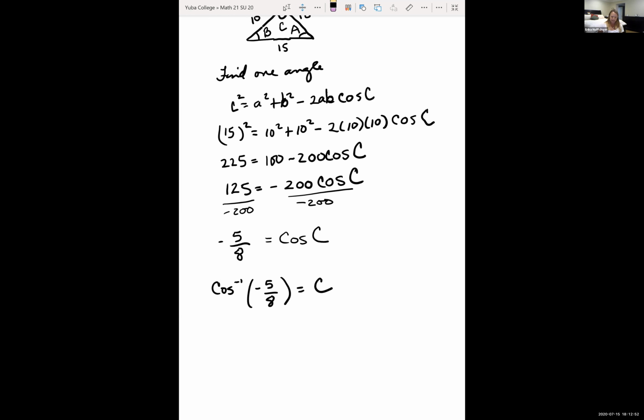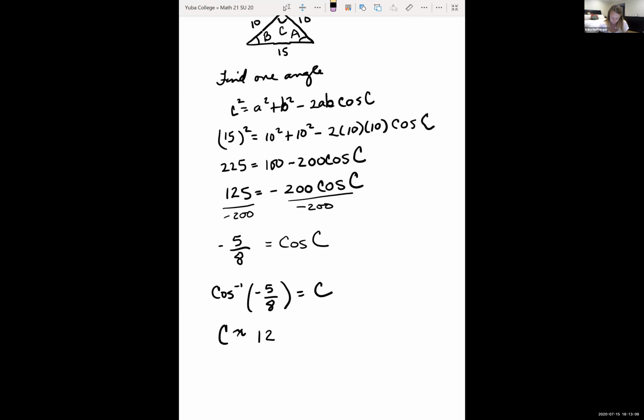So C is approximately 128. Let me see what they rounded to, if they rounded. They're rounding to the nearest tenths in here. So 128.7 degrees.